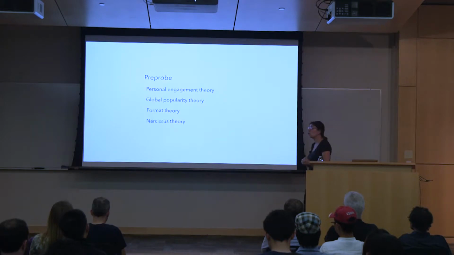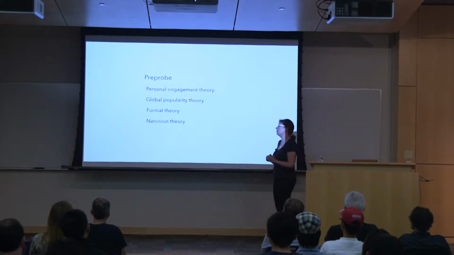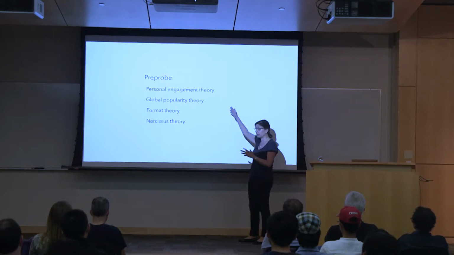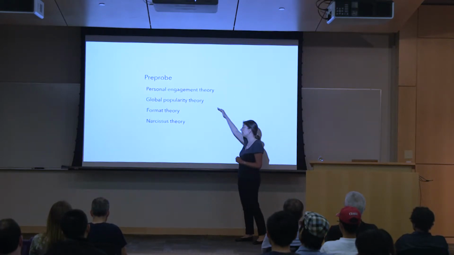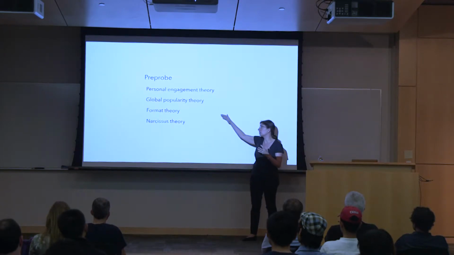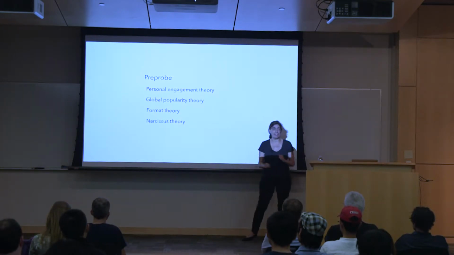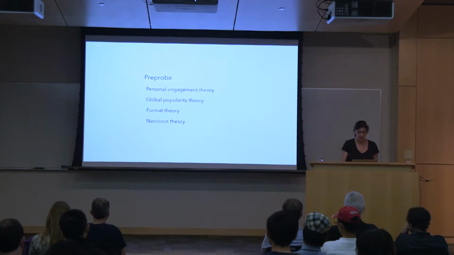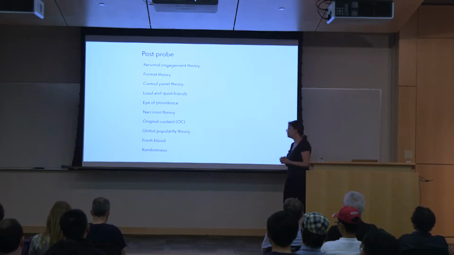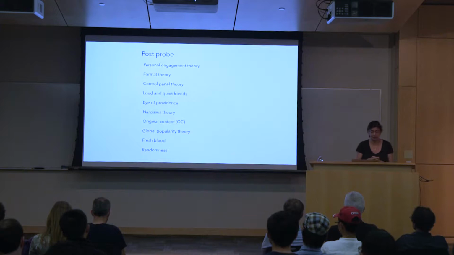And so we asked the people who were aware of the algorithm what some theories might be. They came up with a personal engagement theory, meaning how much you clicked and commented, global popularity theory of content, a format theory, meaning whether it's a story, a text, a picture, narcissist theory, things that I like are what I see. And then after the probe, we asked them what their theories were. And the list of theories increased, and it turned out to match the theories of the folks who were unaware of the algorithm in the first place.